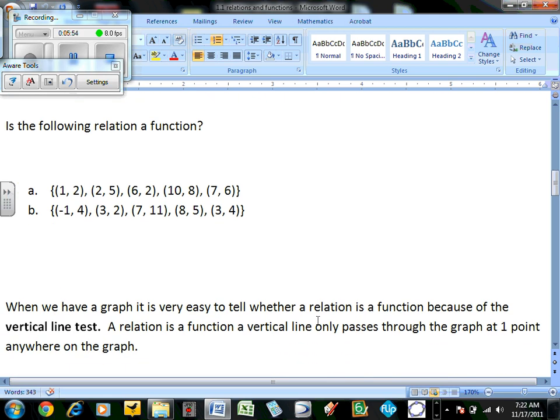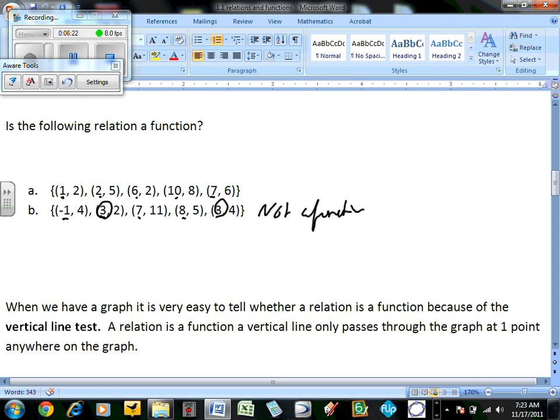Is the following a function or not? Well, first we better look: is there any repeating x's? Nope, there's no repeating x's, so therefore we must have a function. Look at B. Are there any repeating x's? Looks like there's repeating x's here. One time we plug in 3 and we get 2 for y. The next time we plug in 3 we get 4 for y. Therefore, it's not a function. Okay, that's not a function.